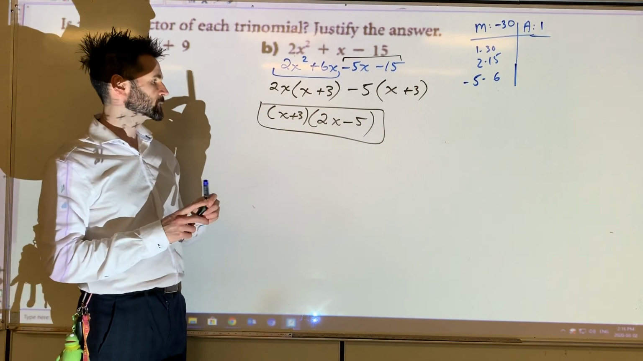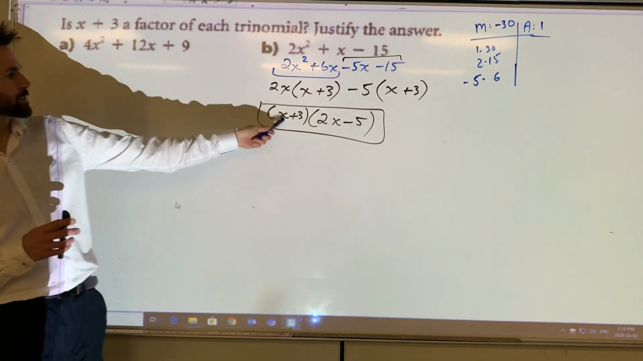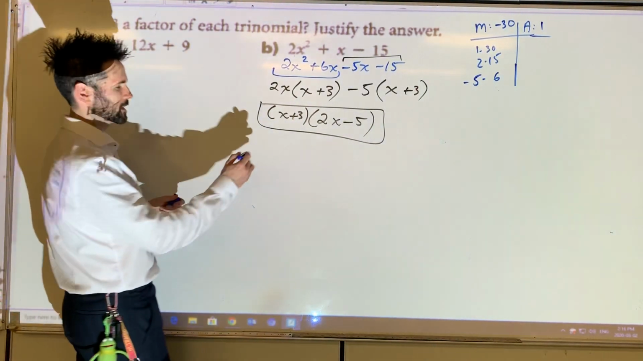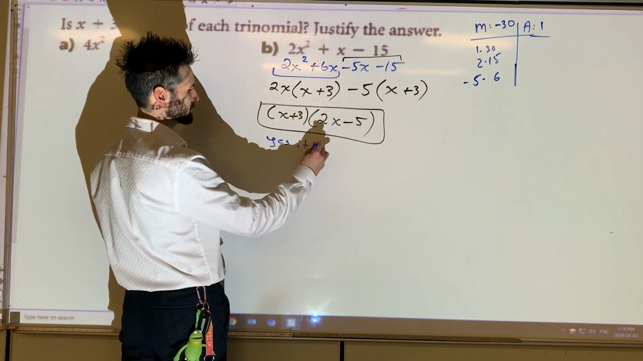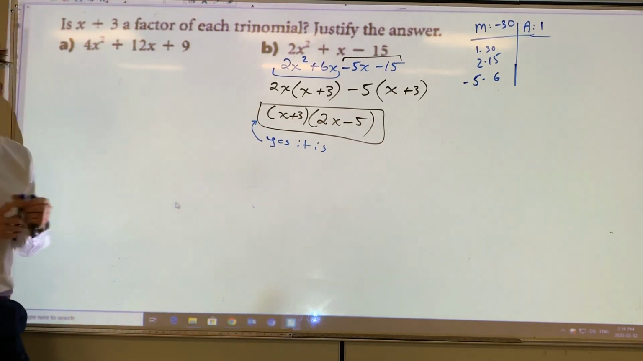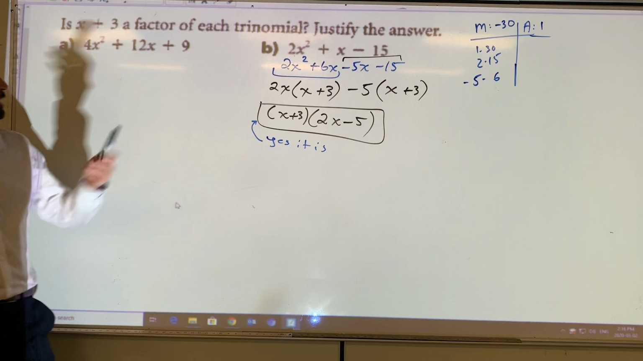Now, the question was, is x plus 3 a factor? Yes, it is. There it is. So you can say, yes, it is. Questions? You can almost try the other one at home.